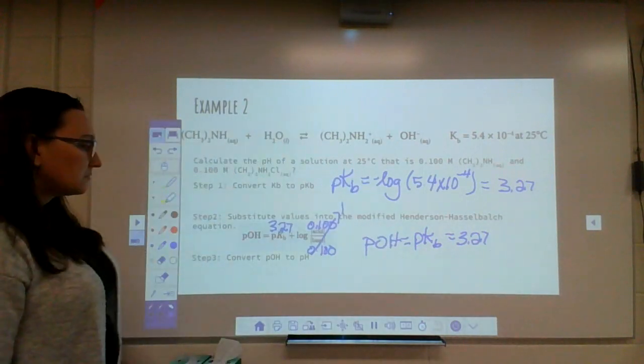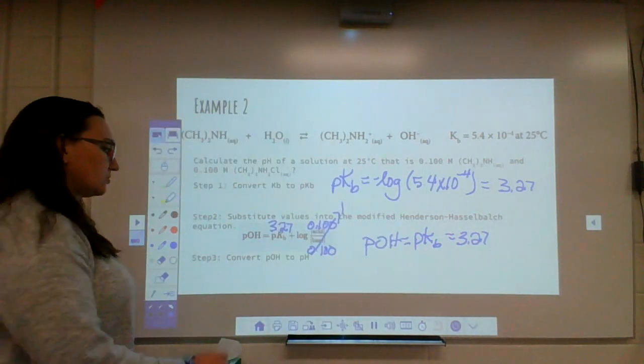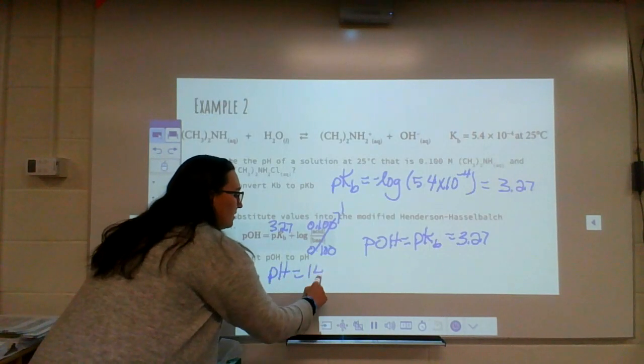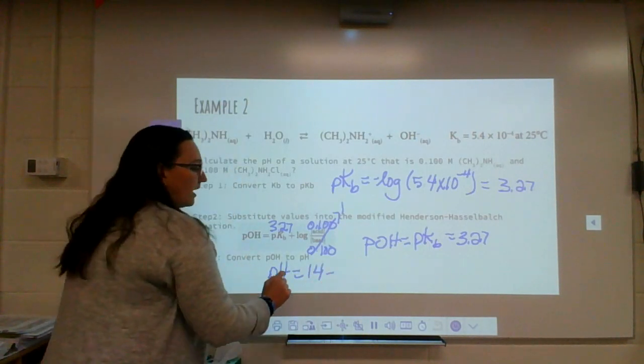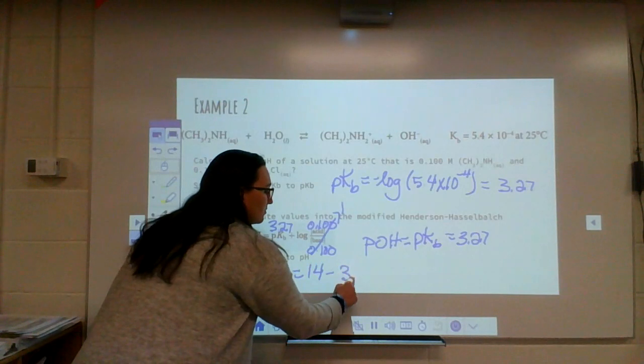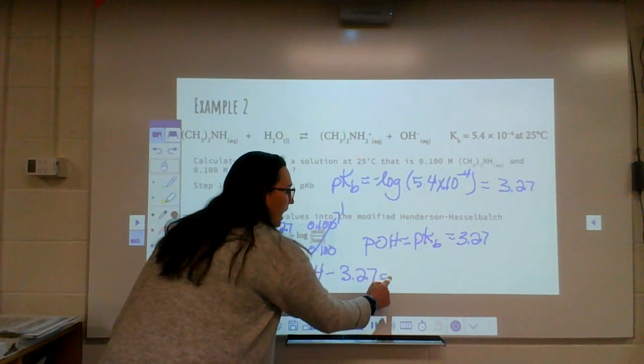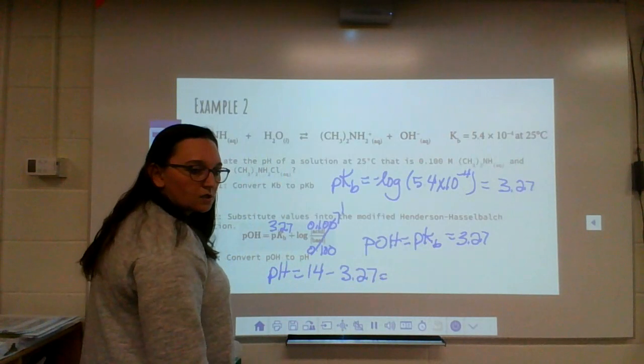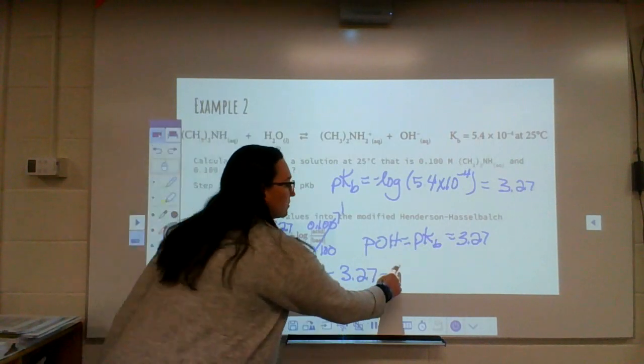Now the last step is going to be to convert the pOH to the pH. So pH is equal to 14 minus the pOH, which was 3.27. And so the pH of this solution is 10.73.